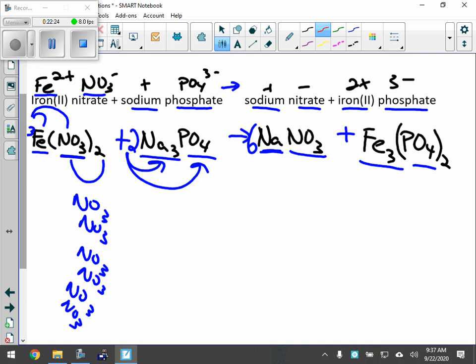But look, again, I'll do it in red here. 3 irons. 3 irons, yes? You can go back through and double check. 3 and 2 is 6 nitrates. 6 nitrates, yes? Okay. 6 Nas, 2 times 3. 2 times 3, 6 Nas. 6 Nas, right? 2 PO4s and 2 PO4s. Okay?